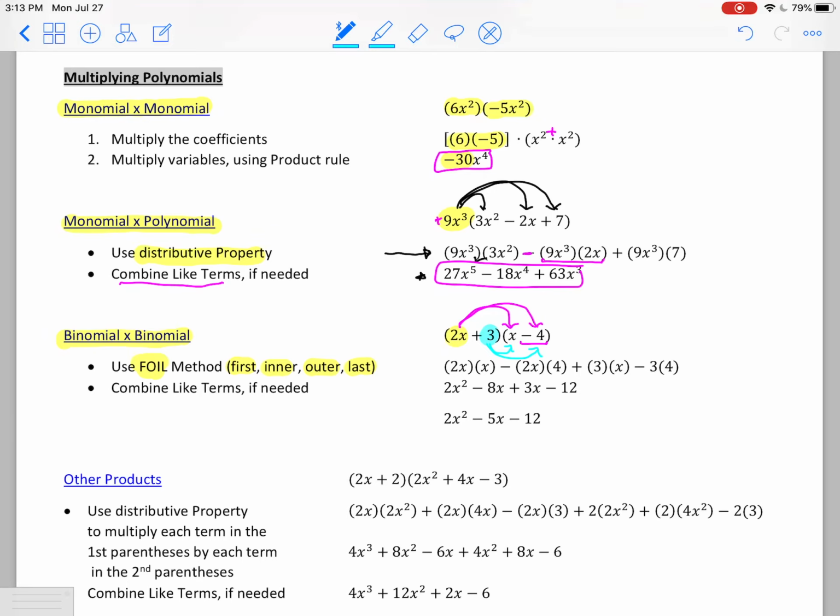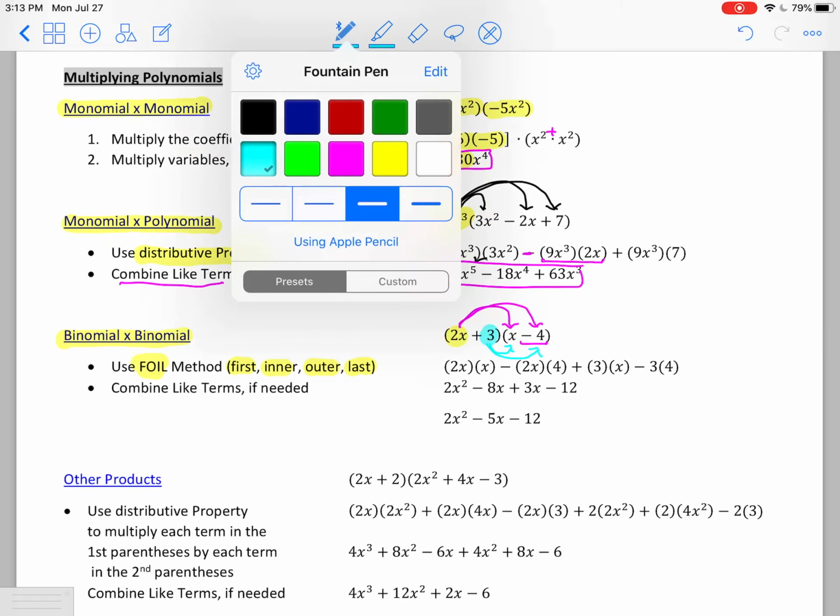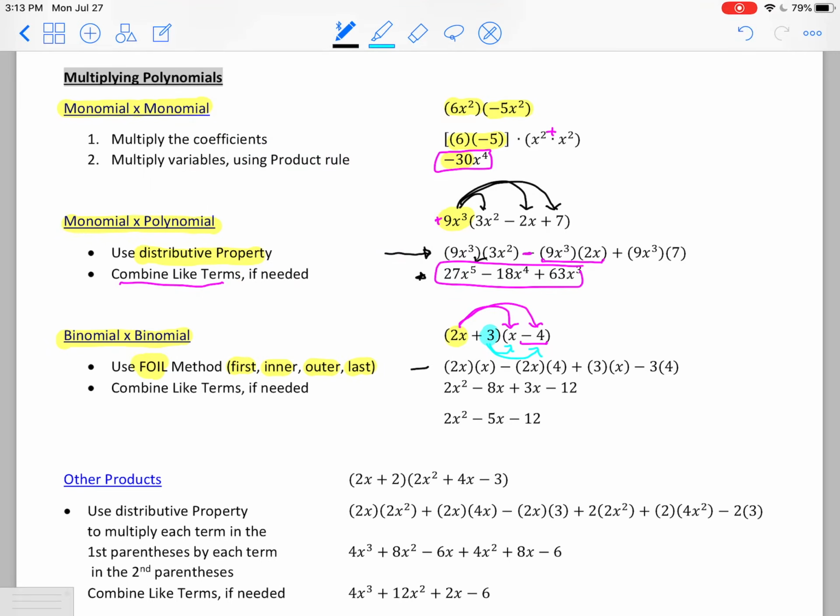And that's what FOIL means. First, inner, outer, and last. You've got to take that 2x, multiply by everything in the second parenthesis, and the 3, and multiply everything in the second parenthesis. So once again, I actually expanded that out. I wanted to show you, but you don't need to do this step.